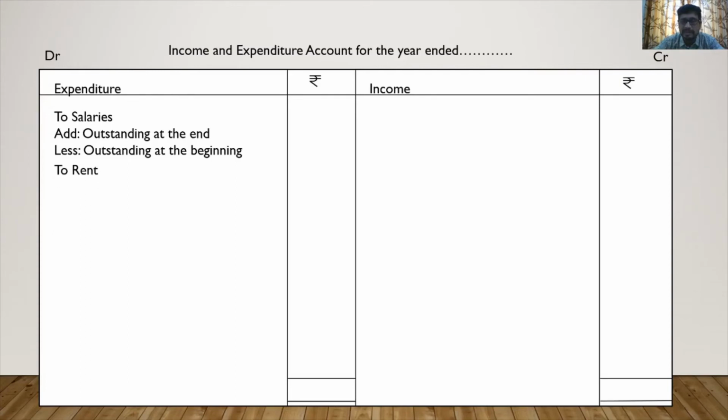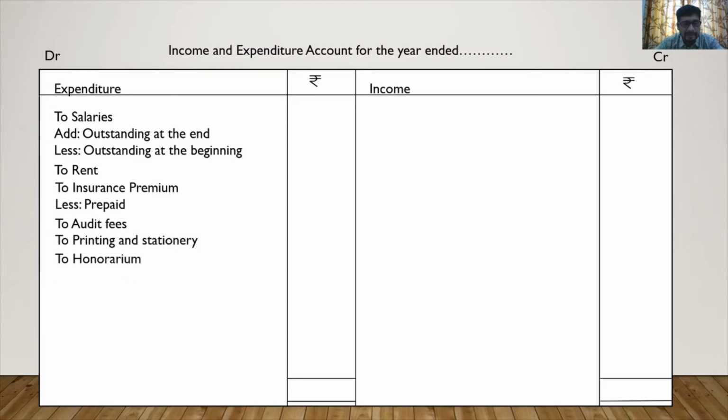To rent, if it is an expense, debit side. To insurance premium, if there is any prepaid, we subtract. If there is any outstanding, we add. Simple. Audit fees is an example. You can see printing and stationery, which is consumed during the year, is recorded in the debit side. To honorarium, any money which is given to a coach or any special person who is not working in the organization. If we have called some particular person to give some specialized services, then honorarium is provided.